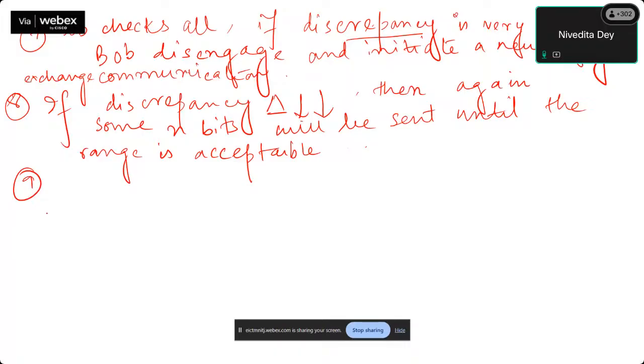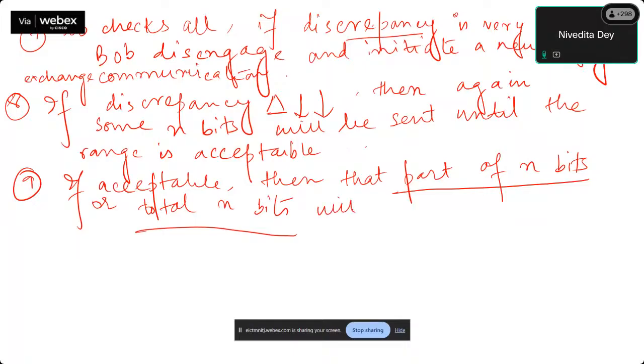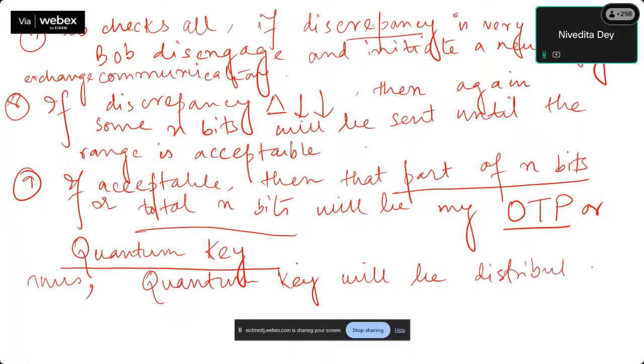And step 9 is the condition applied that if it is acceptable, then that part of n bits, or total n bits, remember we have sent 4n plus delta bits, those n bits will be my OTP, one-time password, or quantum key. In simple words, this is how quantum key will be distributed to Bob, and this is QKD.